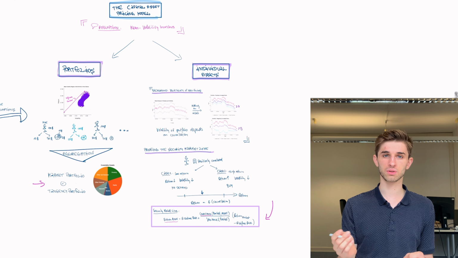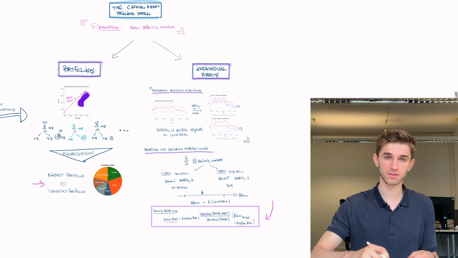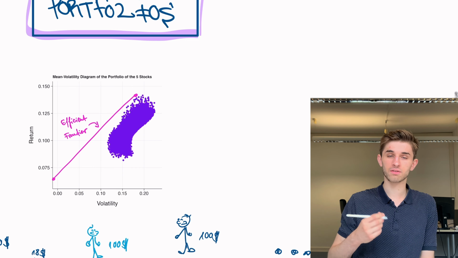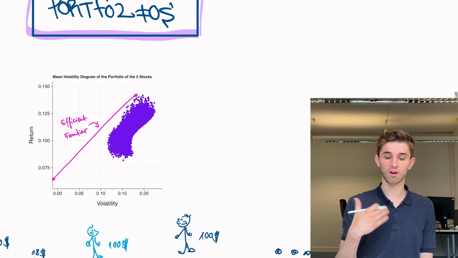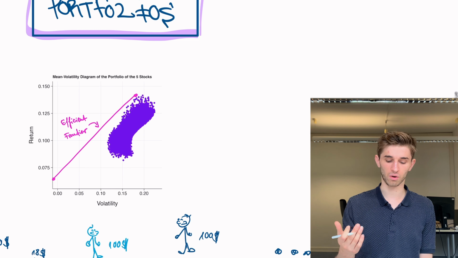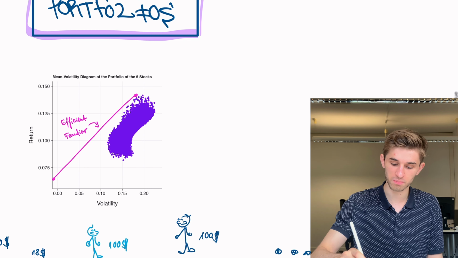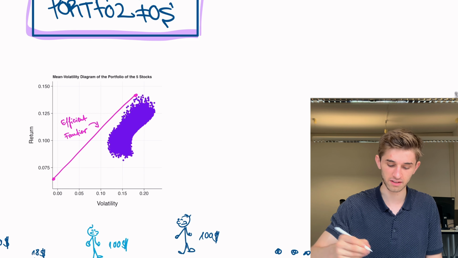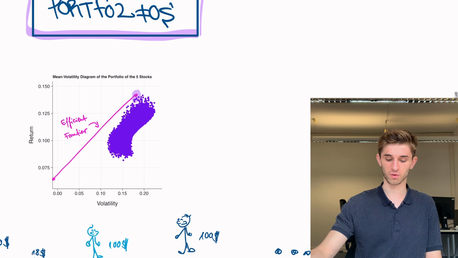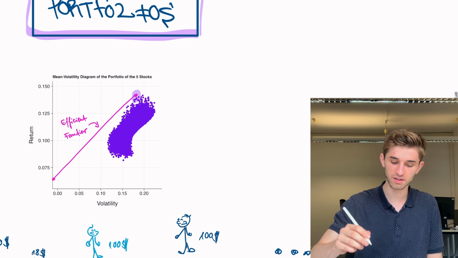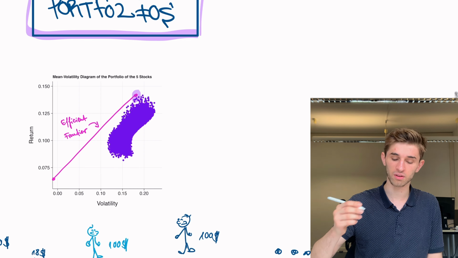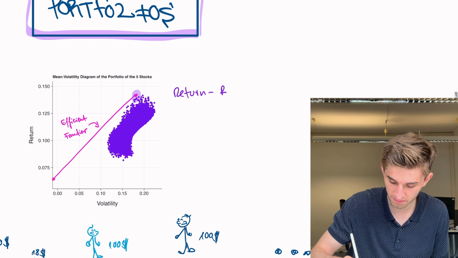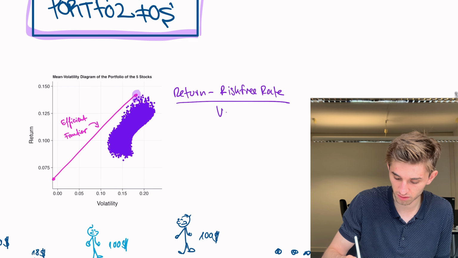And for that, I want to introduce you to a very important measure. Let's go back to our plot. If you remember, this diagram just shows you the mean-volatility combinations of portfolios of five stocks I chose. And we said that within those portfolios, there's really just one portfolio that a mean-volatility investor would invest in. It's this, the tangency portfolio. And for the tangency portfolio, we can calculate the following ratio. We can calculate the return minus the risk-free rate divided by the volatility.